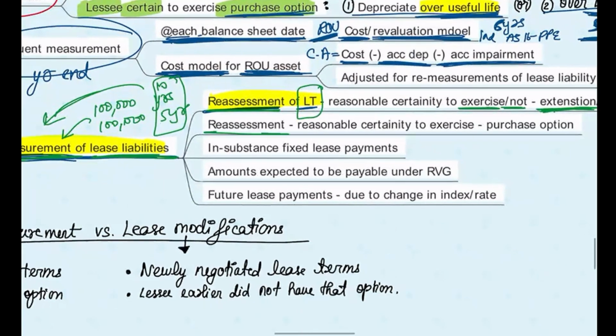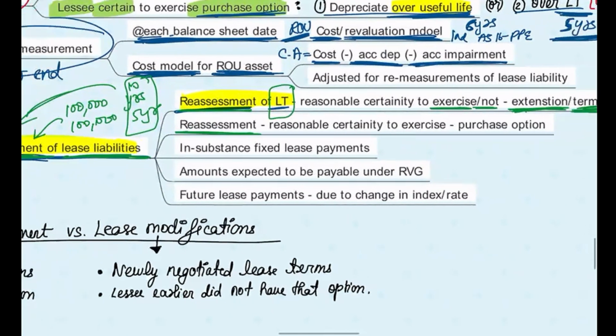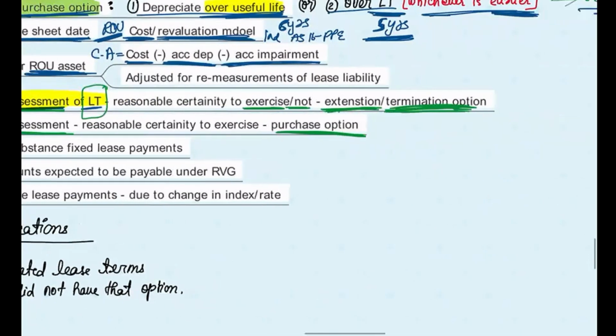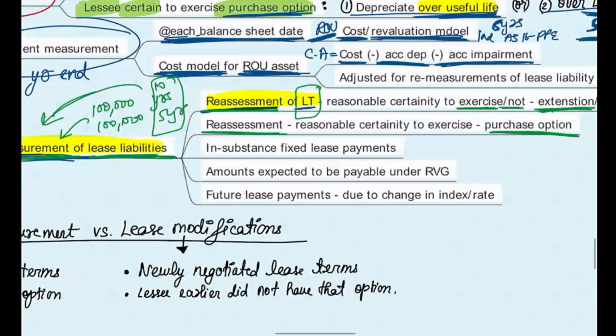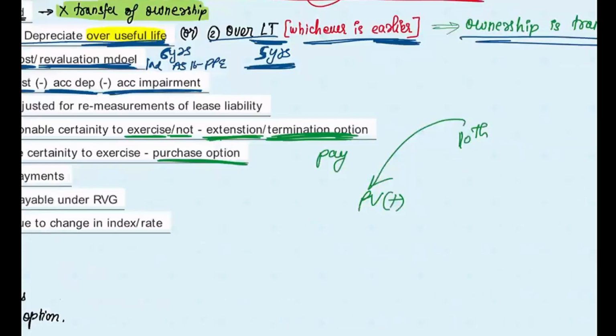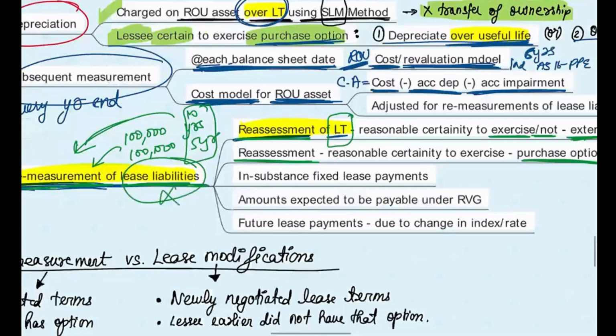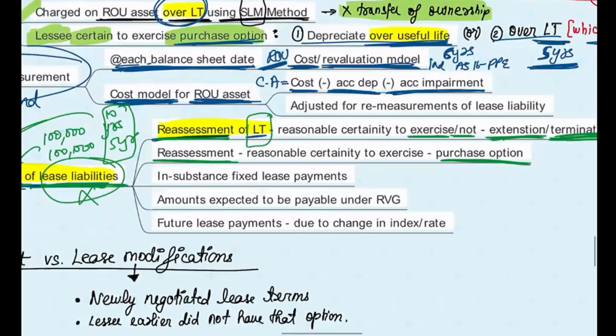Okay. Then next is reassessment of the purchase option. Suppose you are going to purchase at the end, then you are going to pay some extra amount also. So at the 10th year end, there will be some extra amount that you are going to pay. You have to bring it into present value and add that also to your lease liability. So due to this, you might have to remeasure your lease liability. Or at year 10, you were actually going to purchase, but now you will not purchase. Then you have to remove this present value from your lease liability. So this is also a remeasurement of lease liability. So this is reassessment when you're reasonably certain to exercise the purchase option.